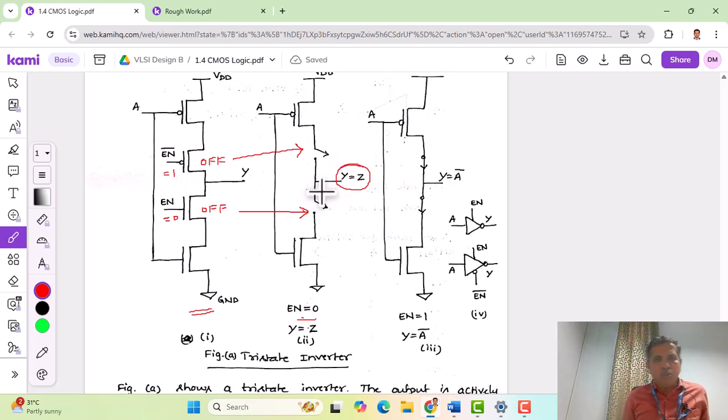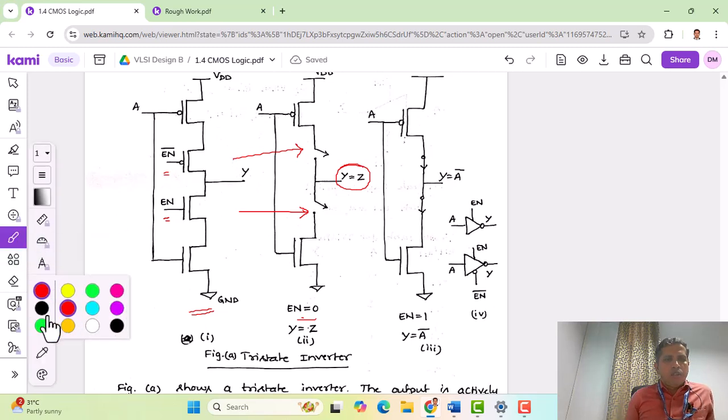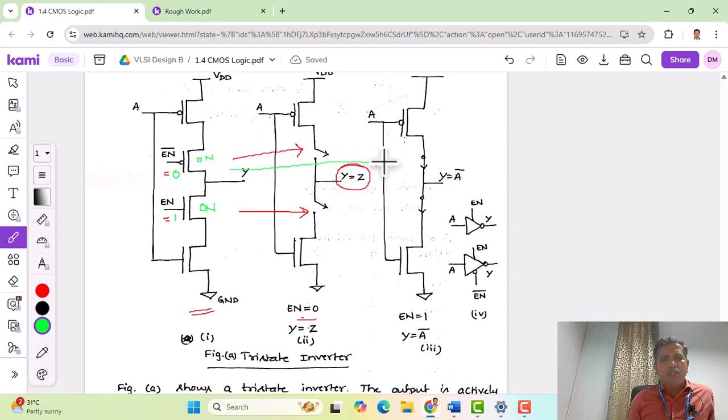Now when we apply the opposite to the enable, when we make enable equal to 1, let us see what happens. When enable is equal to 1, enable bar is going to be 0. So this makes the PMOS transistor on, and the NMOS transistor will also be on. Their behavior looks like this. They behave like a closed switch.